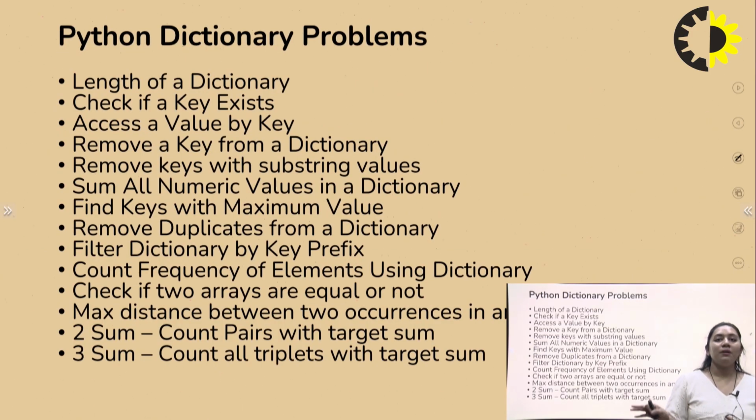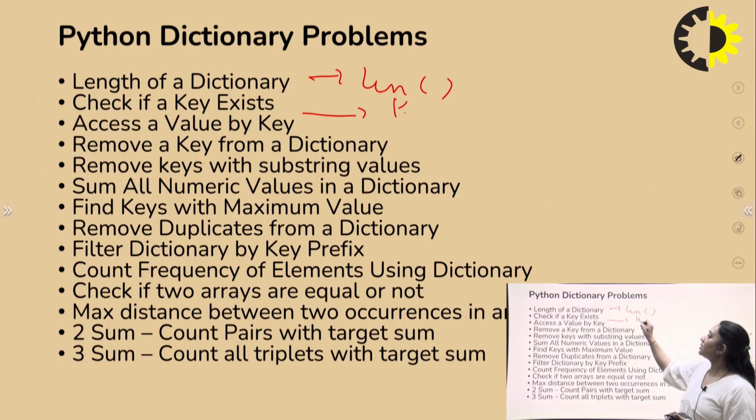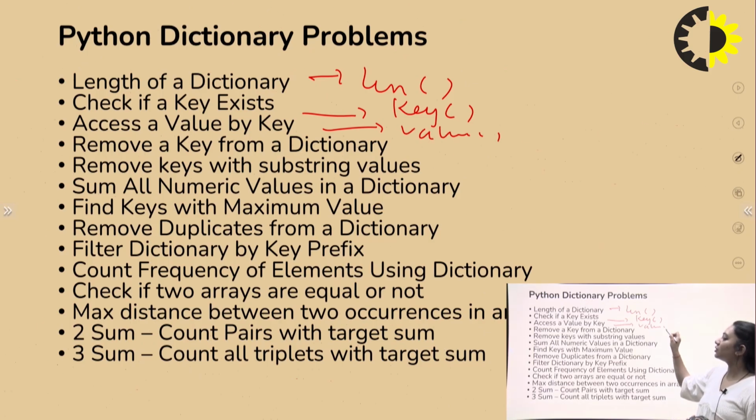Next are a few problems that are asked in exams, which can be implemented like the dictionary problems we have seen on the net, like the length of the dictionary by using the length function, and checking if keys exist. For length you just write the len function. To check if a key exists, you just write the keys function. If you need to access any value by key, just use the values function, right?